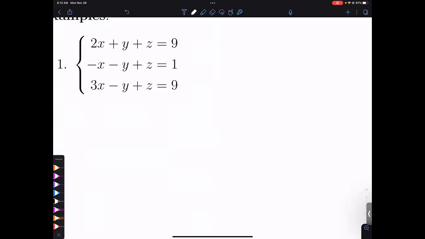The top and the bottom. Okay, the top and the bottom one are both equal to 9. Let's focus on the left-hand side of those: 2x, 3x, plus y, minus y, plus z, plus z. So what do you see there that we could use to get something to go away? Either x or y or z.